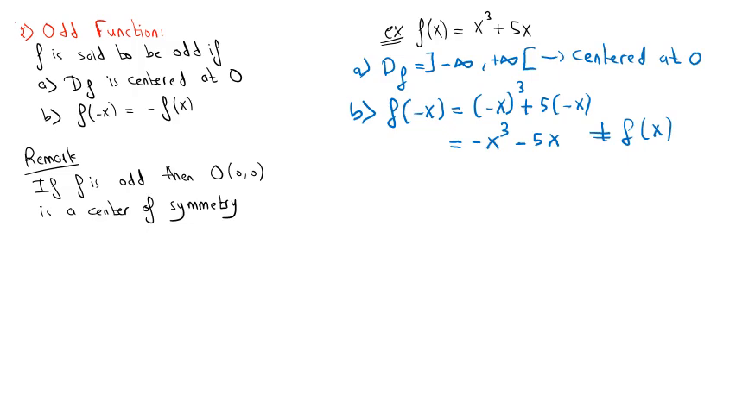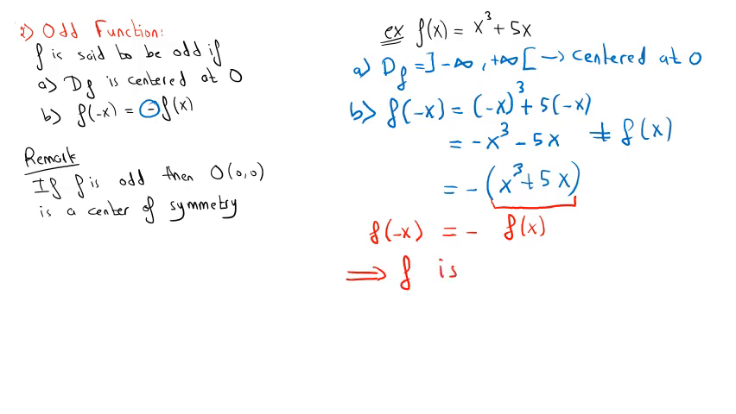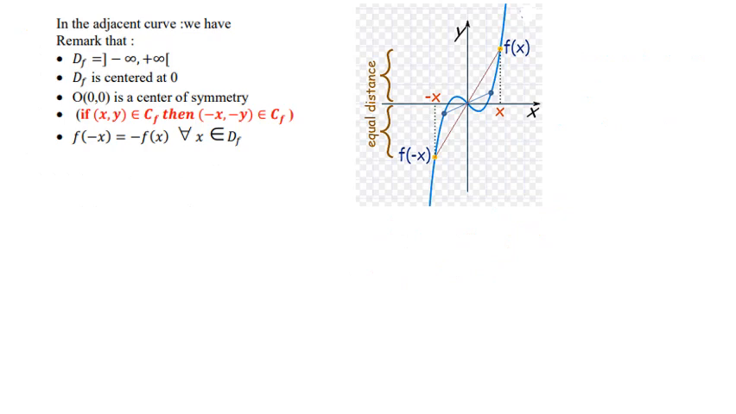Now, to check if it is odd or not, we take minus common. Put minus outside, x cubed plus 5x. Now we can see that it's equal to minus, and the function inside is the same as f of x. So f of minus x is equal to minus f of x, then f is odd. Here we have domain is minus infinity, plus infinity. It is centered at 0. Graphically, O is the center of symmetry.